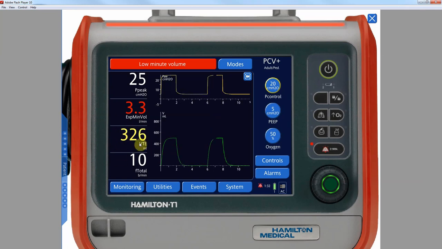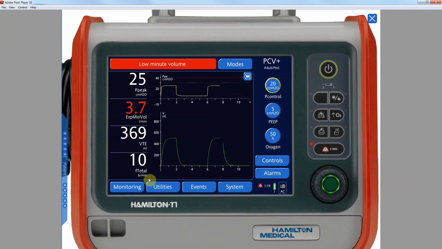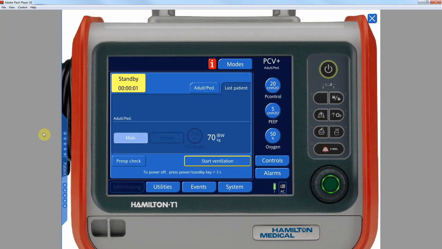So you can see why this wouldn't be that good of a mode to use, because you're constantly changing the P control to try to get the tidal volume that you want, based on what you think the minute ventilation should be for that patient. And again, your minute ventilation is your tidal volume times your rate. So now we're going up to a tidal volume of 400. All right, so I think you get the idea. I'm going to go ahead and put that on standby, and we'll go back to our lecture.